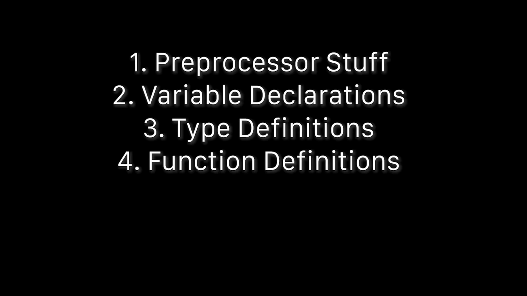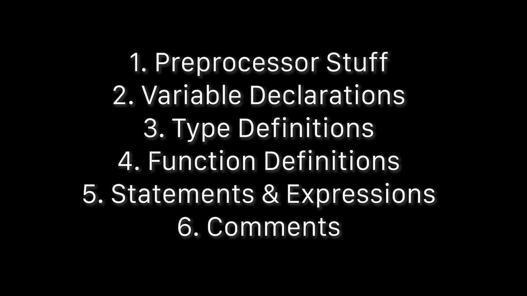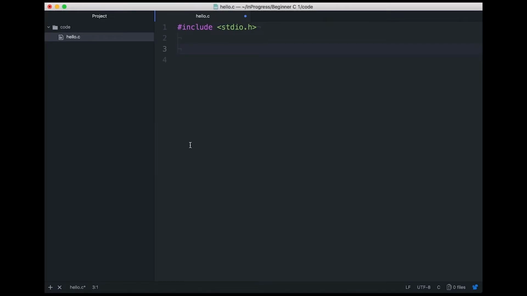A C program consists of the following pieces. You have preprocessor commands. These are also sometimes called macros. You have variable declarations, type definitions, function definitions, statements, and expressions, and comments. And if we look at the first program everybody writes, that's Hello World. So just type this code into your text editor and save it, preferably with a .c extension.